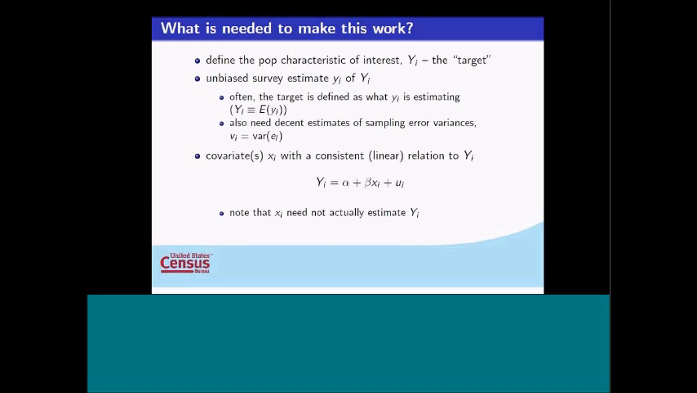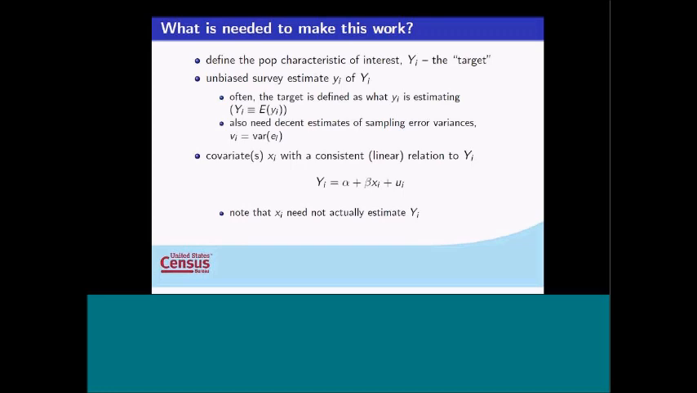So what's needed to make this work? Well, first, we have to define what our population characteristic of interest is, capital Y, which I call the target. And then we need an unbiased, quote, survey estimate, little y, of the target. Now, in reality, the process is typically reversed. We have a survey that produces estimates, and the target is implicitly what the survey estimates are estimating.